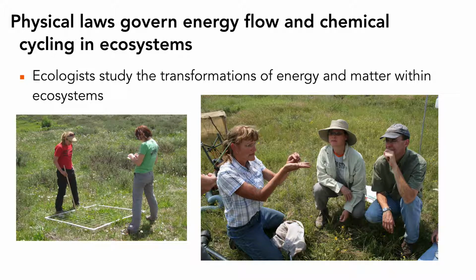So, within ecology, and this is very important, physical laws govern energy flow and chemical cycling in ecosystems. This is something that many ecologists study, this transformation of energy and matter within ecosystems. So looking at things like nitrogen cycling and phosphorus cycling and energy cycling between different primary producers, such as plants, and then different animals that are consuming them and are consuming each other.